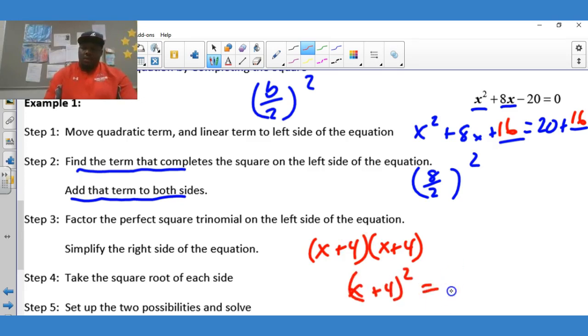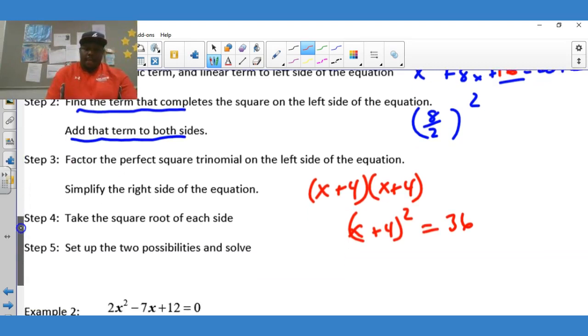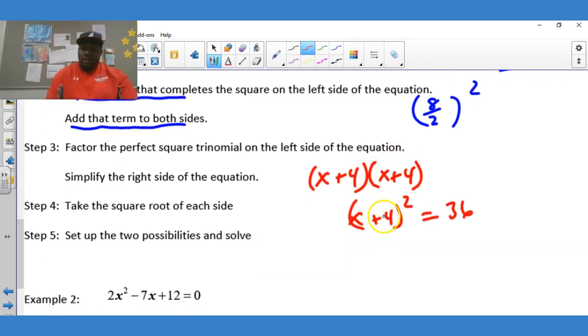And on this side, I'm going to simplify the right side of the equation. So 16 plus 20 is 36, okay? Again, I just wrote it twice, guys, because I squared it because the binomial was twice. Now let's just take the square root of each side.